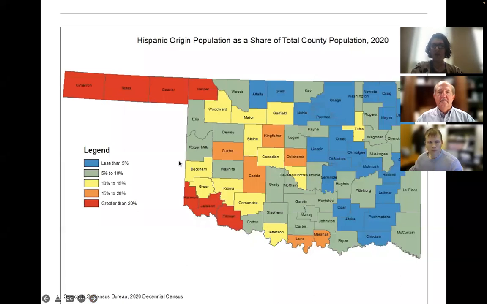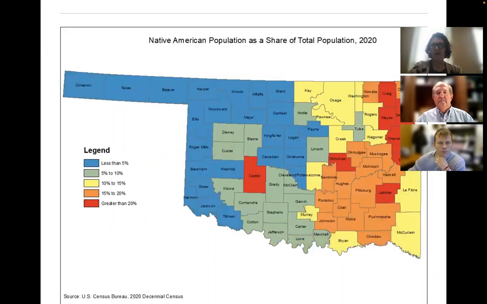So this is the Hispanic origin population as a share of total county population for 2020. Western Oklahoma, like I mentioned, we tend to see a larger Hispanic origin population. That's not necessarily the case in Eastern Oklahoma. The state rates about 11% of total population identified as Hispanic origin. For Native American share of the population, in Eastern Oklahoma, we tend to see a larger share, with the exception of Caddo County, which is home to many tribal nations headquartered there, in particular Anadarko.